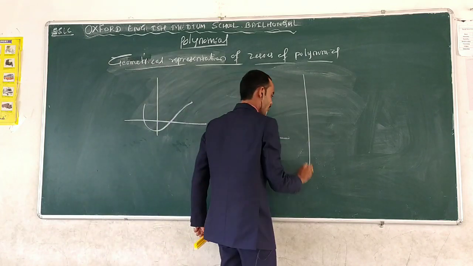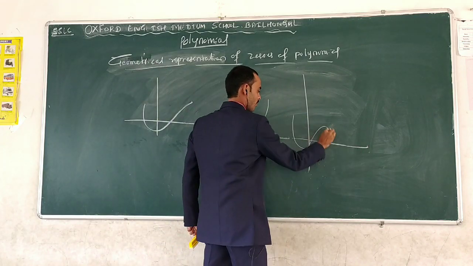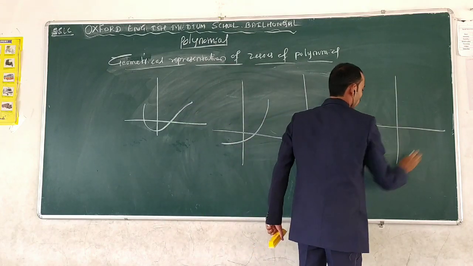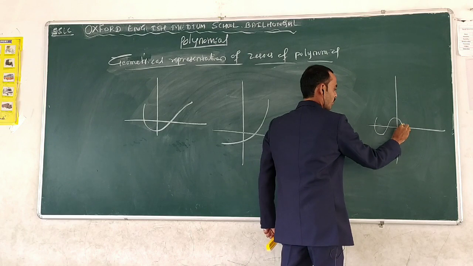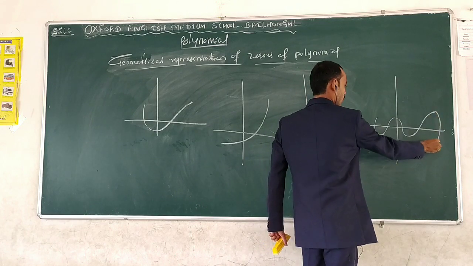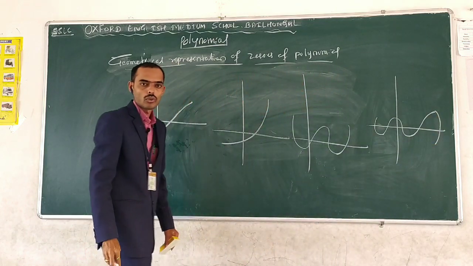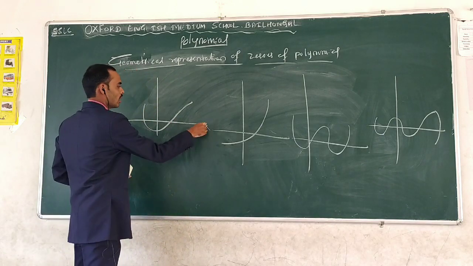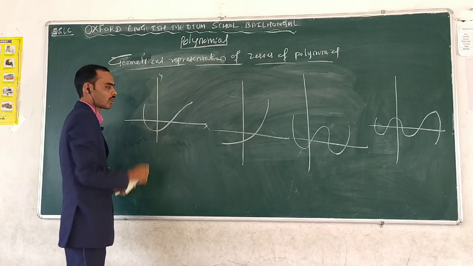Second one, third one and last one. Okay. So, there are 4 graphs here. So, this is x axis, this is y axis. I will take roughly. Okay. This is what? X and y. It is a curved line.